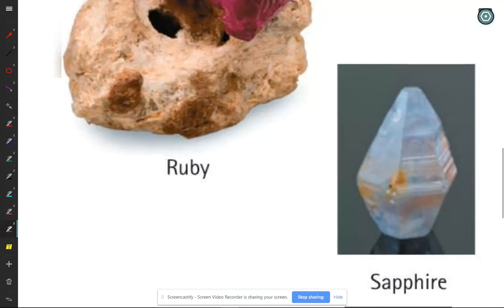Sapphire. What does sapphire look like to you? When you think of sapphire, okay, you said blue.